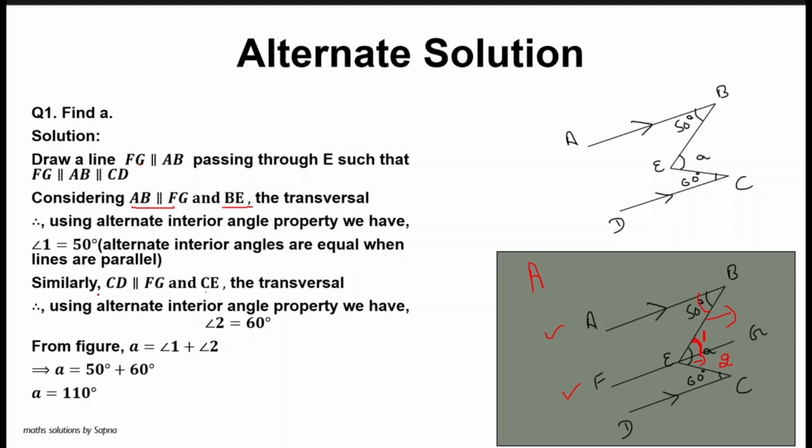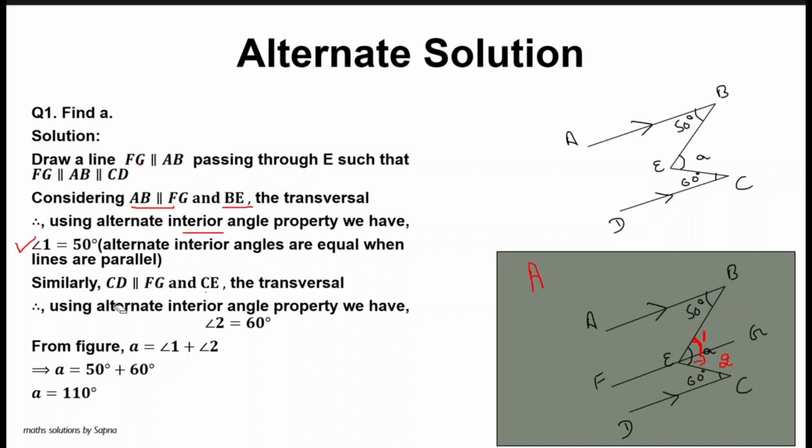And we know this using the alternate interior angle property, that if two lines are parallel and two of the angles are alternate interior angles, then they would be equal. That's why angle 1 would be 50 degrees. I hope it's clear to you. So one of the parts of angle A we have figured out. Now we just need to figure out the other part, which is angle 2, right?